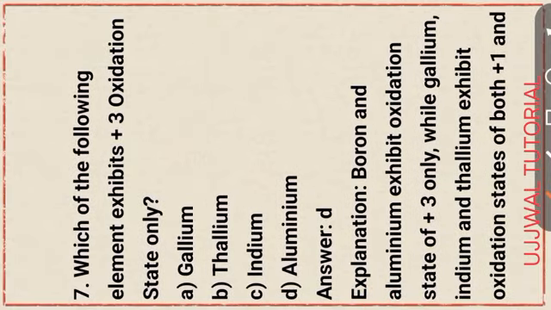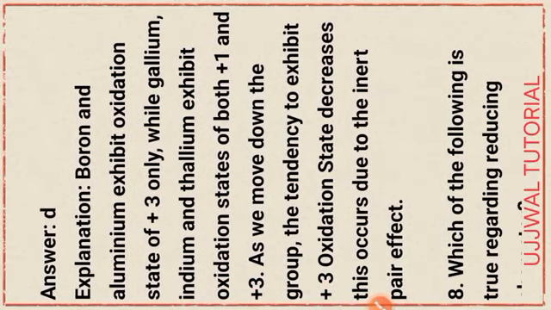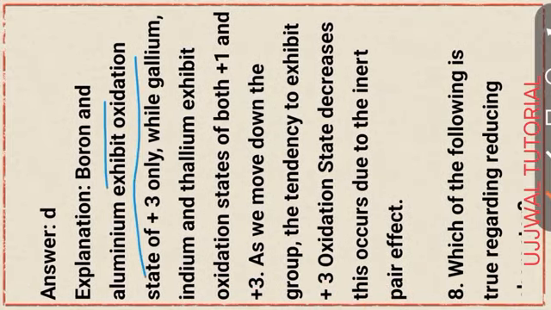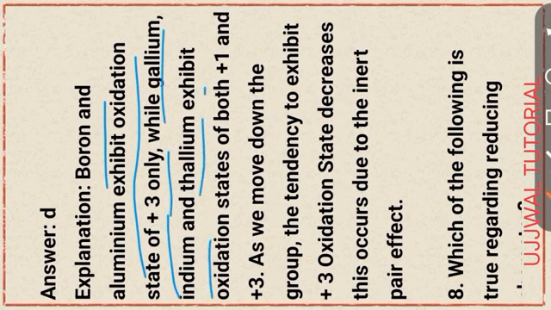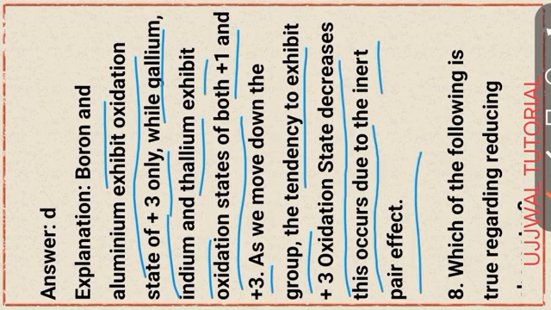Next question, question number 7: Which of the following elements exhibits the +3 oxidation state only? Option D, aluminium. Boron and aluminium exist in the +3 oxidation state only, while gallium, indium, and thallium exhibit oxidation states of both +1 and +3. As you move down the group, the tendency to exhibit the +3 oxidation state decreases. This occurs due to the inert pair effect.